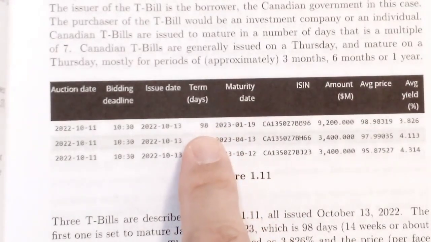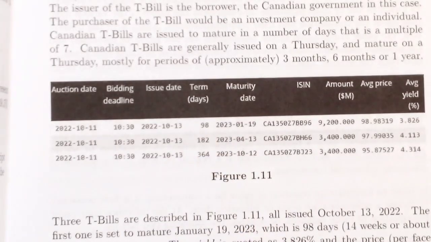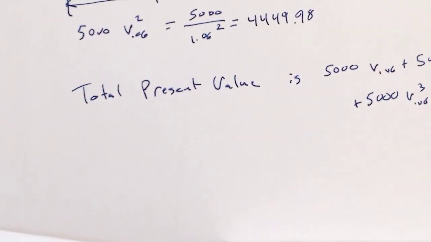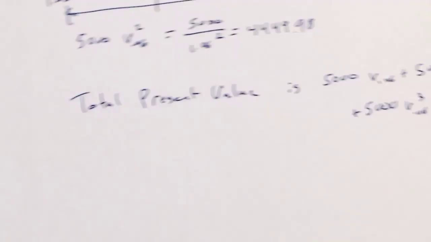So we have a 3-month, a 6-month, and a 1-year, effectively, bill. The US bill market works the same way. Questions?